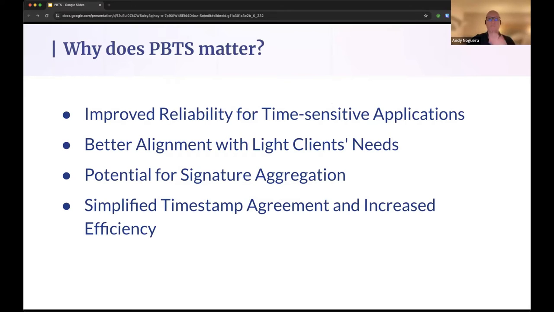So, there are many benefits from having PBTS. People on this call have a good use case. For light clients that rely on the time and block time for verification, this improves the reliability of the block verification, and also the potential for signature aggregation. That's an interesting use case this might open up, like BLS signatures or MPC computations. Basically, it's just a simplified timestamp agreement. Compared to the current way with BFT time, and the calculations you have to do, this is a simplified, better, more efficient way.